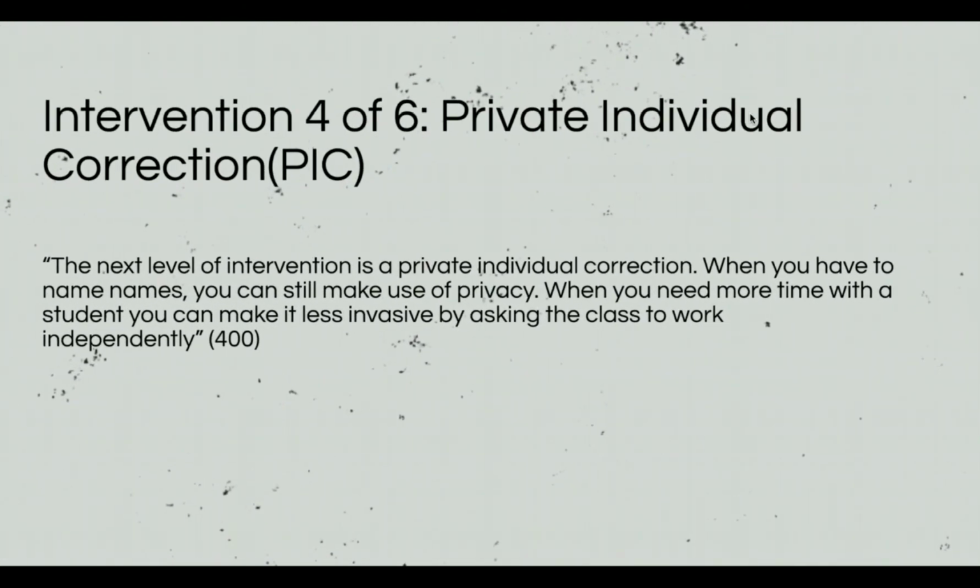Intervention number 4 is a private individual correction, or PIC. The next level of intervention is a private individual correction. When you have to name names, you can still make use of privacy. When you need more time with a student, you can make it less invasive by asking the class to work independently, giving you and that student a moment or two alone.